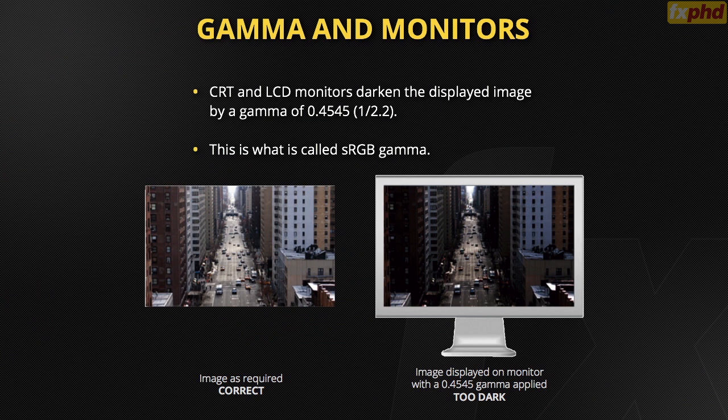Now on the left hand side you can see the original image there as it's intended, as we perceive it to be in our mind that we want it to look like. When we take that image and we display it, we're actually then seeing it dark, and that is obviously because of this gamma issue that we have.